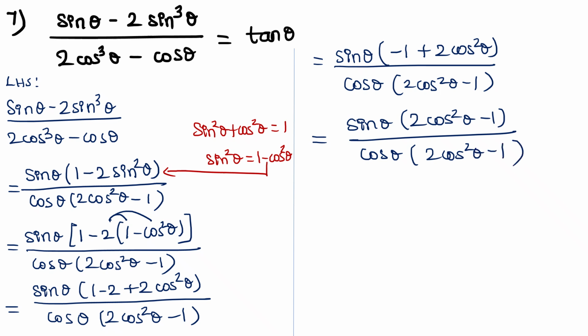So now this 2 cos square theta minus 1 gets cancelled. Left over is sin theta by cos theta, which is nothing but tan theta, that is equal to the RHS, hence proved. So this is one of the methods. If you want, in the denominator you have cos square, right? There also you can substitute and do it in this problem. So let me teach you that way also, how you can do it in the next slide.